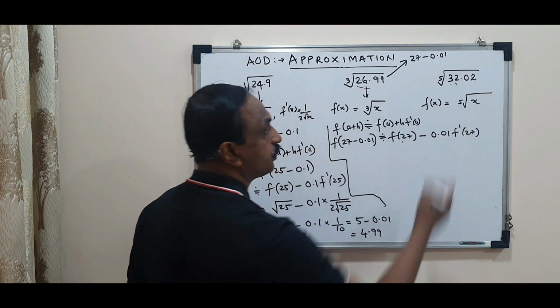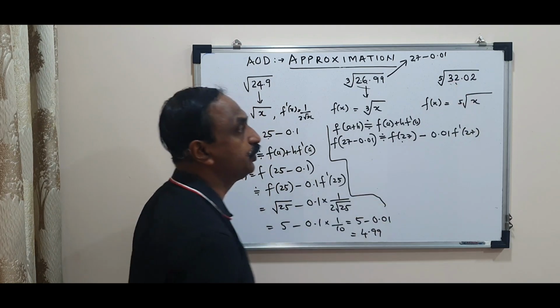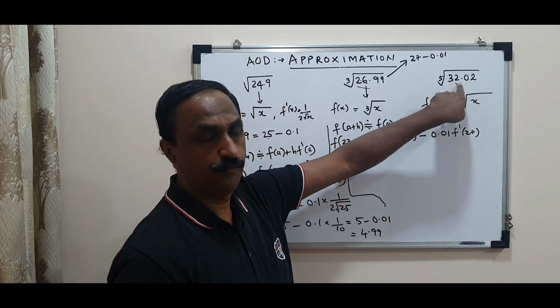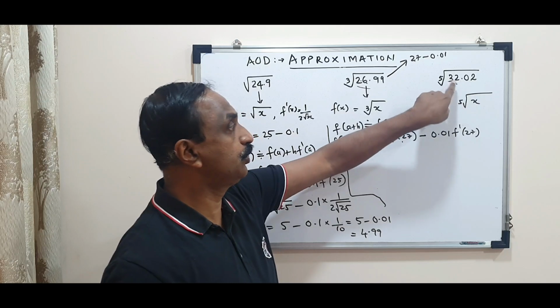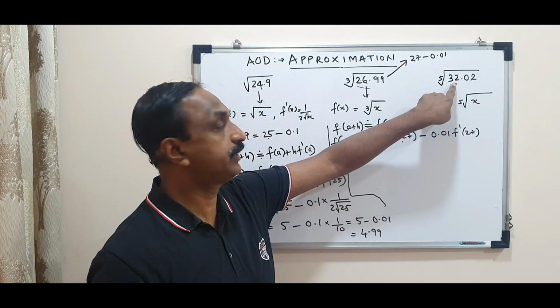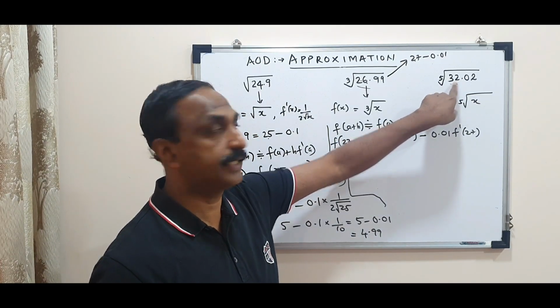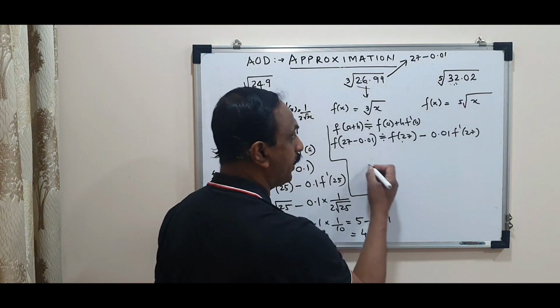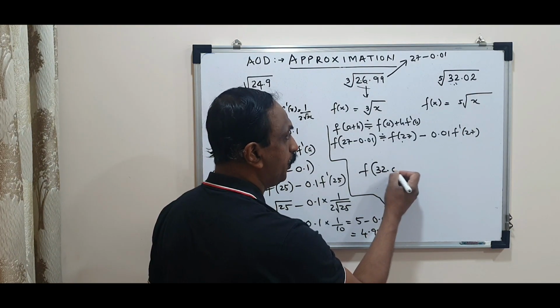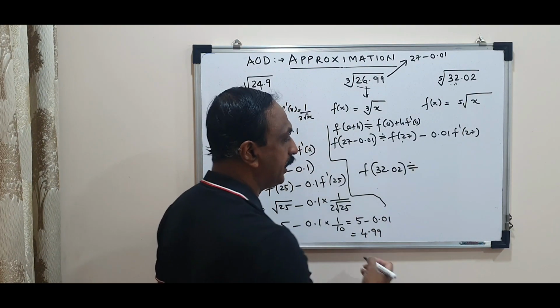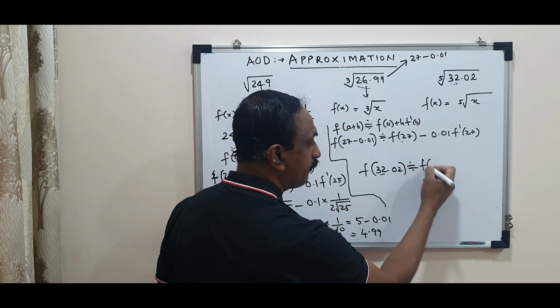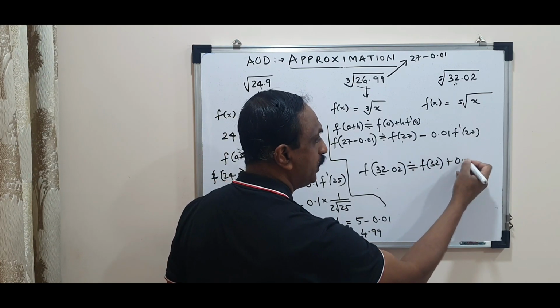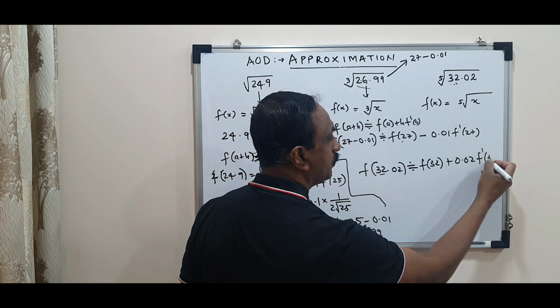Now let's have a look at this one. Fifth root of 32.02. Fifth root of 32.02 is near fifth root of 32, which is 2. We can mentally calculate. So here our formula would be f of 32.02 is approximately, your a is 32. So f of 32 plus 0.02 into f dash of 32.